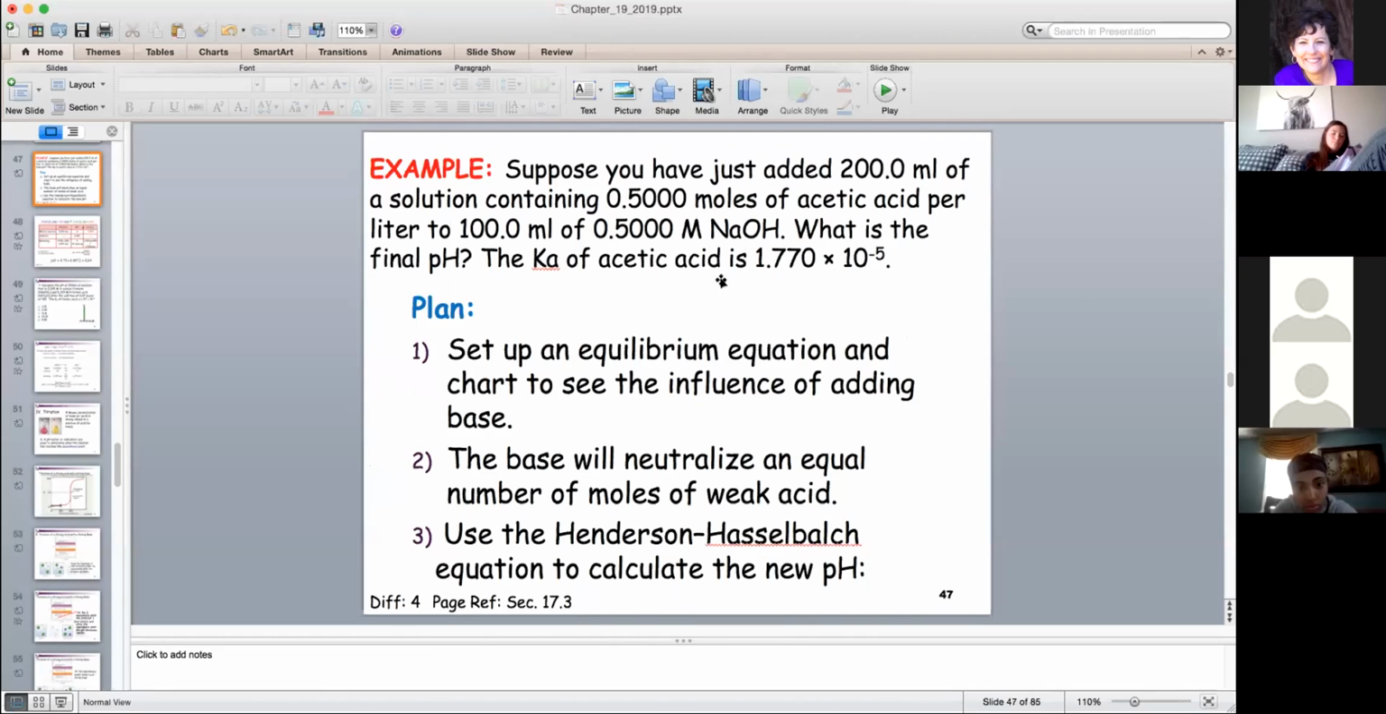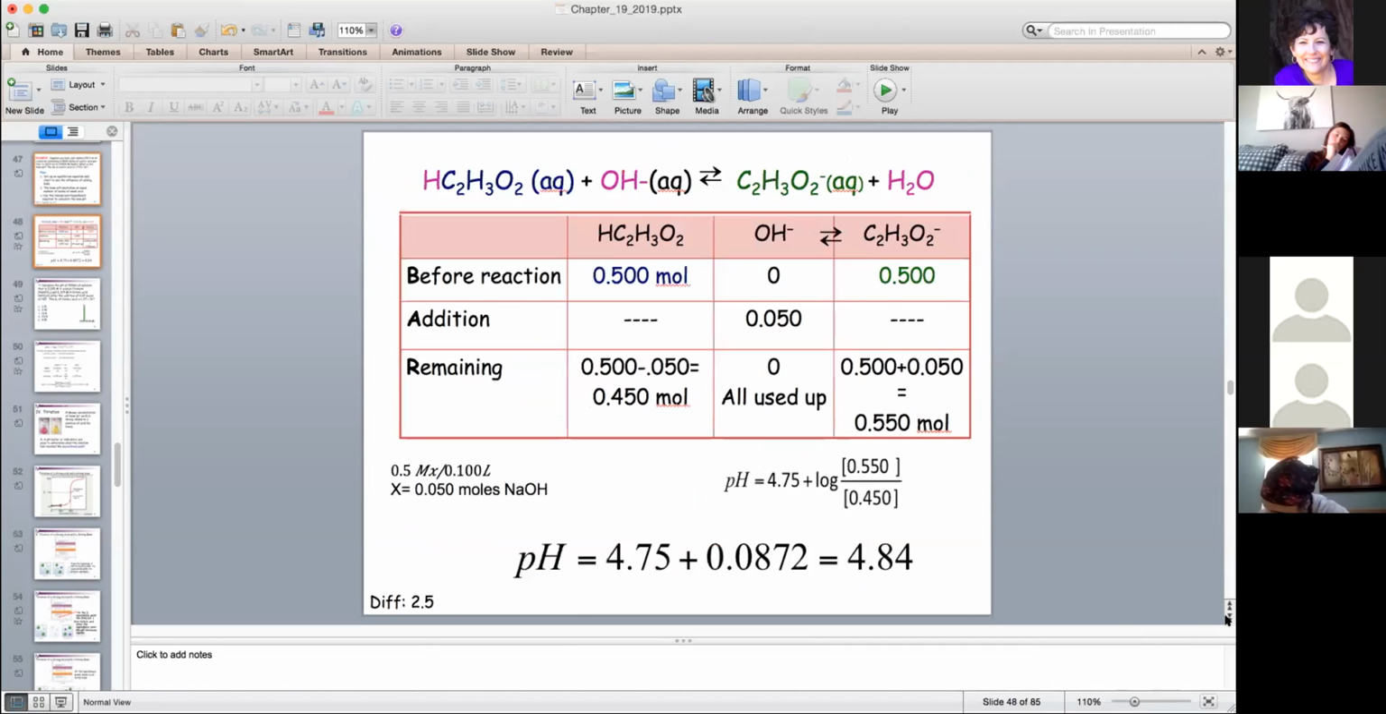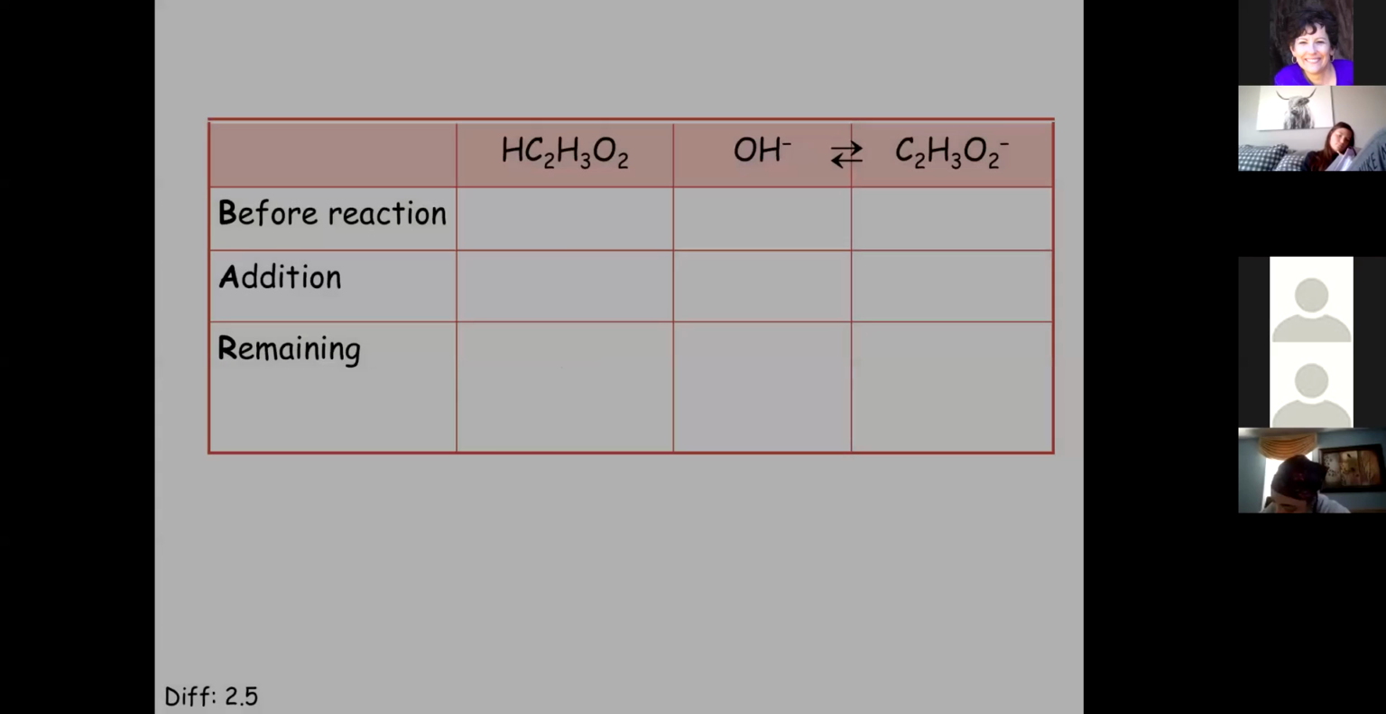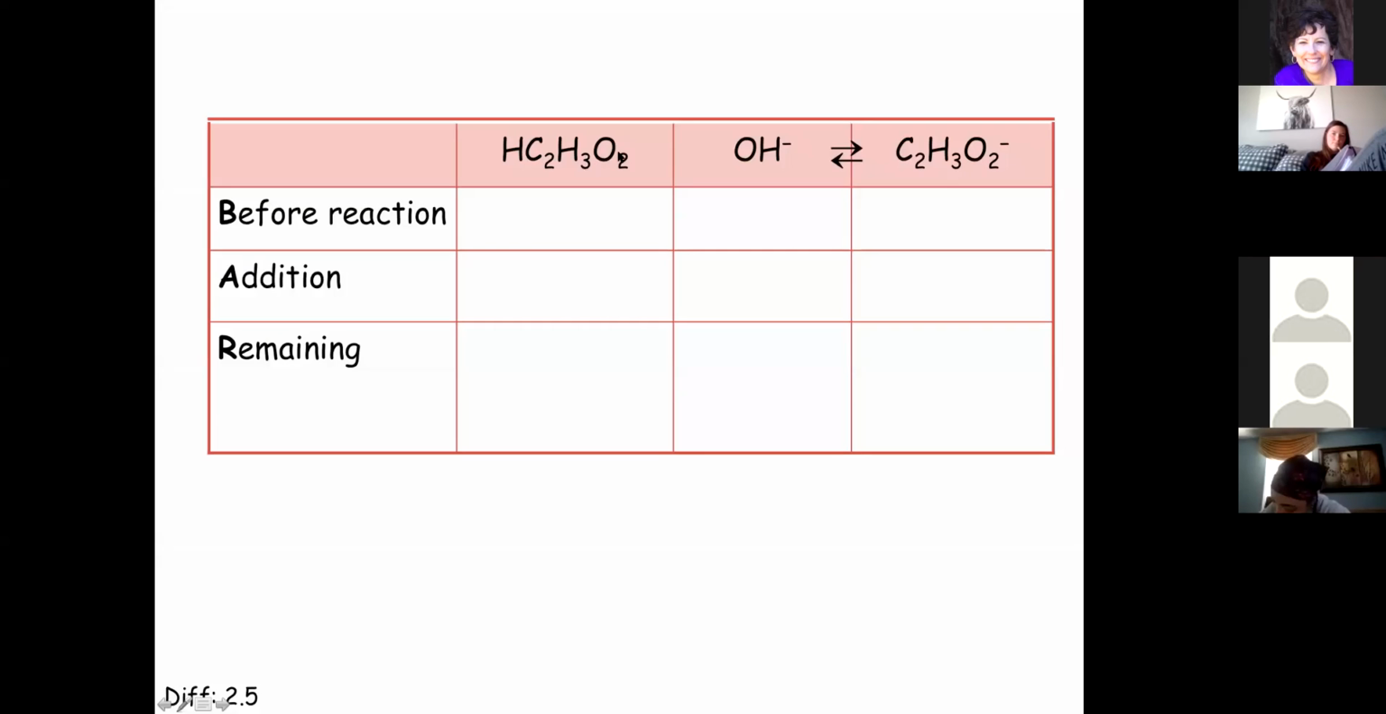So this is very similar to the stuff that you're doing for your homework problem. So I gave you the Ka for acetic acid. So set up the equilibrium, look at what the base is going to neutralize, and then do our Henderson-Hasselbalch. So that's our plan. Okay, so let's set up our chart. So we're going to have our moles of acetic acid.